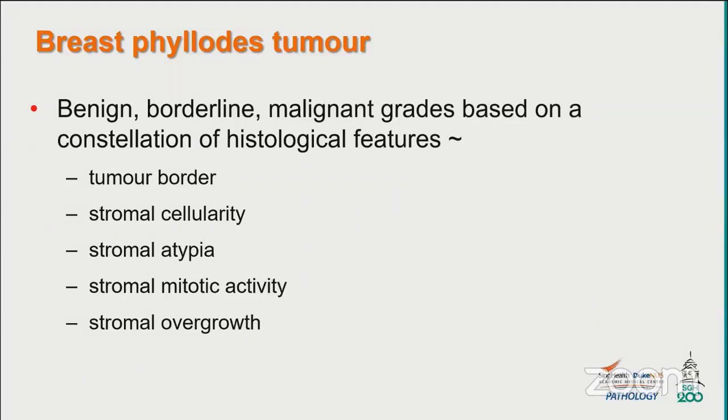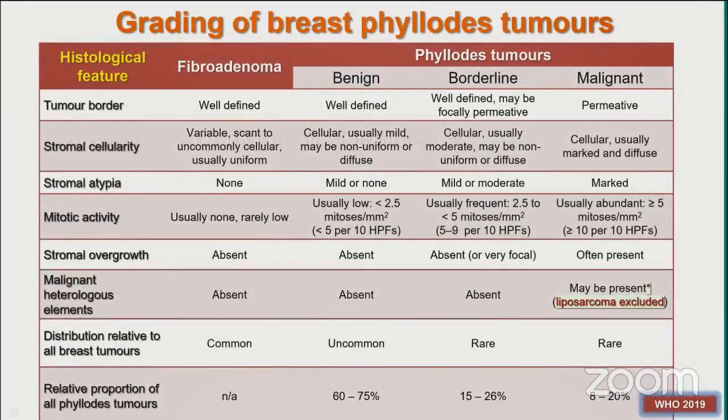The phyllodes tumor is divided into benign, borderline, and malignant grades based on a constellation of histological features that include the nature of the tumor border, the degree of stromal hypercellularity and atypia, mitotic activity, and the presence or otherwise of stromal overgrowth. So this is a table taken from the latest volume of the WHO tumor classification, which lists the different histological parameters that separate the benign from borderline and malignant phyllodes tumors.